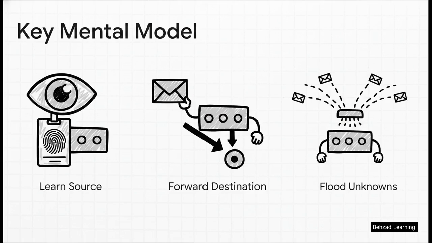So if you take only one thing away from this explainer, make it this foundational mental model. Switches learn exclusively from the source MAC address. Switches make their forwarding decisions based exclusively on the destination MAC address. And when that destination is unknown, or if it's a broadcast, they must flood the frame everywhere to guarantee delivery.